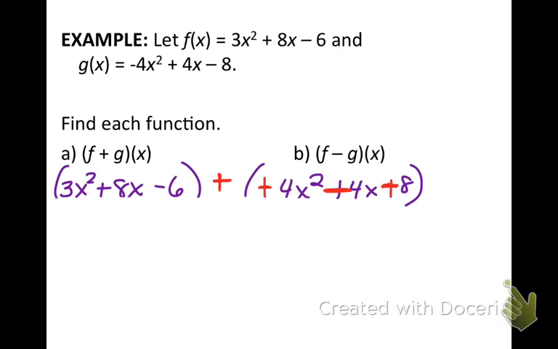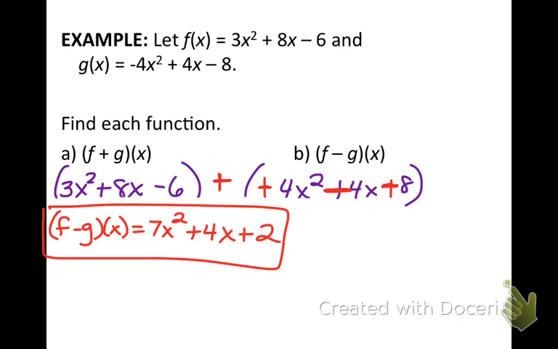So now I can just add, so f minus g of x is equal to 3x squared plus a 4x squared gets me to 7x squared. 8x plus a negative 4x would be 4x. And negative 6 plus 8 is 2.